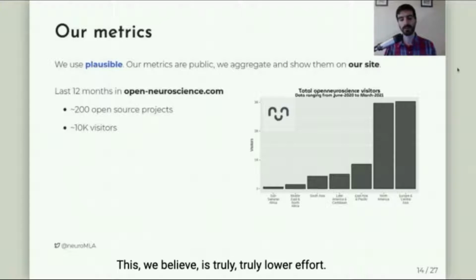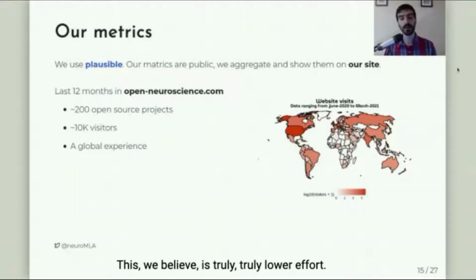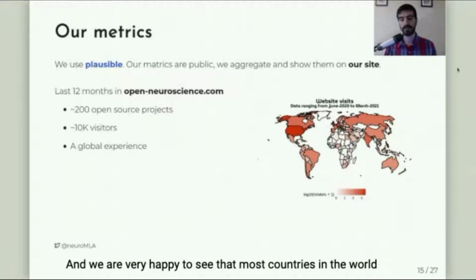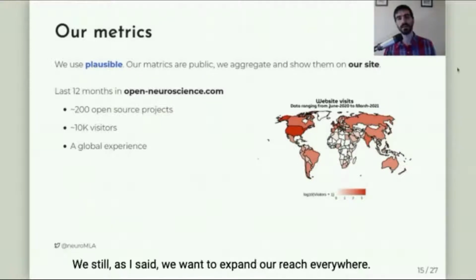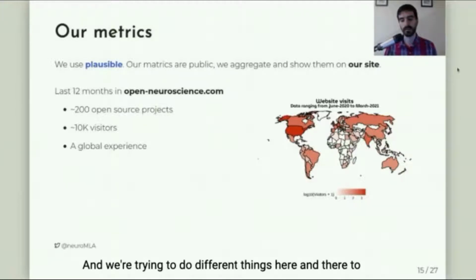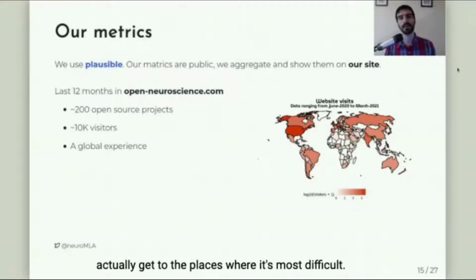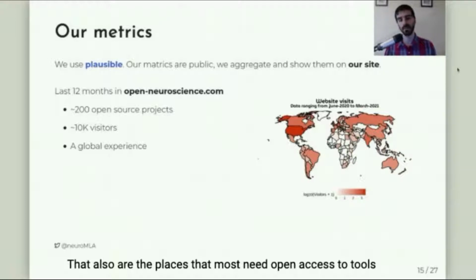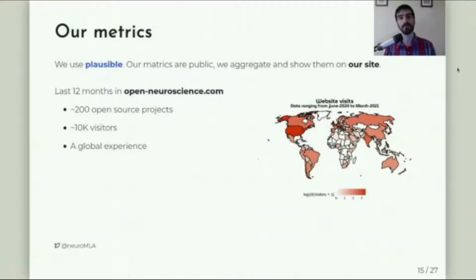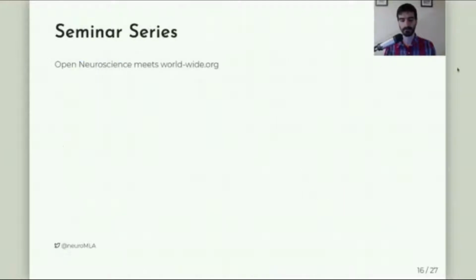This, we believe, is a truly global effort, and we are very happy to see that most countries in the world have accessed our site. We still, as I said, want to expand our reach everywhere, and we are trying to do different things here and there to actually get to the places where it's most difficult, that also are the places that most need open access to tools in science in general, but in neuroscience that's also the case.